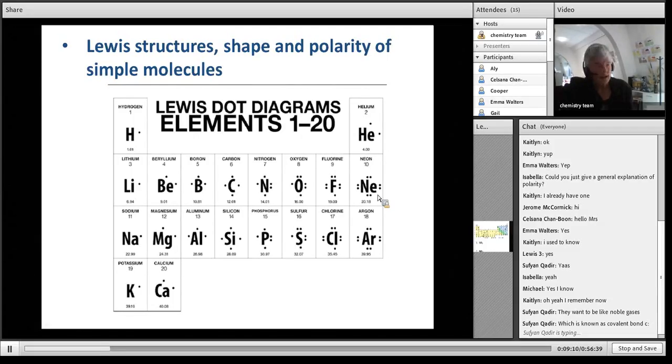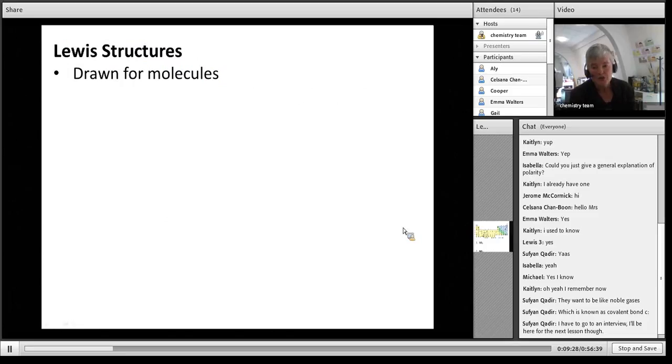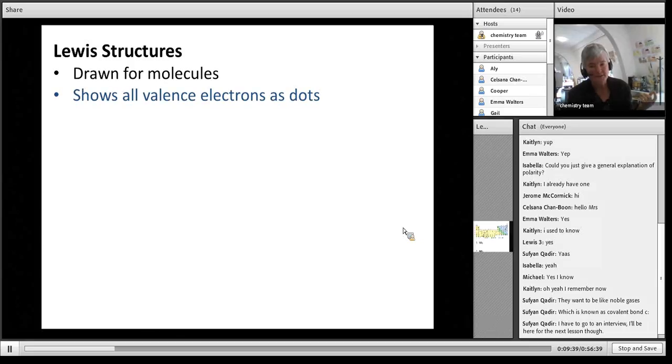Basically, when you draw these structures and they bond, you want to land up with 8 dots, because that's like the octet rule. So let's get going. How do we draw Lewis structures? If you follow these rules, it's very easy. Just be methodical. You draw it for molecules. You can draw it for ions, but at level 2 we don't. We just draw it for molecules.